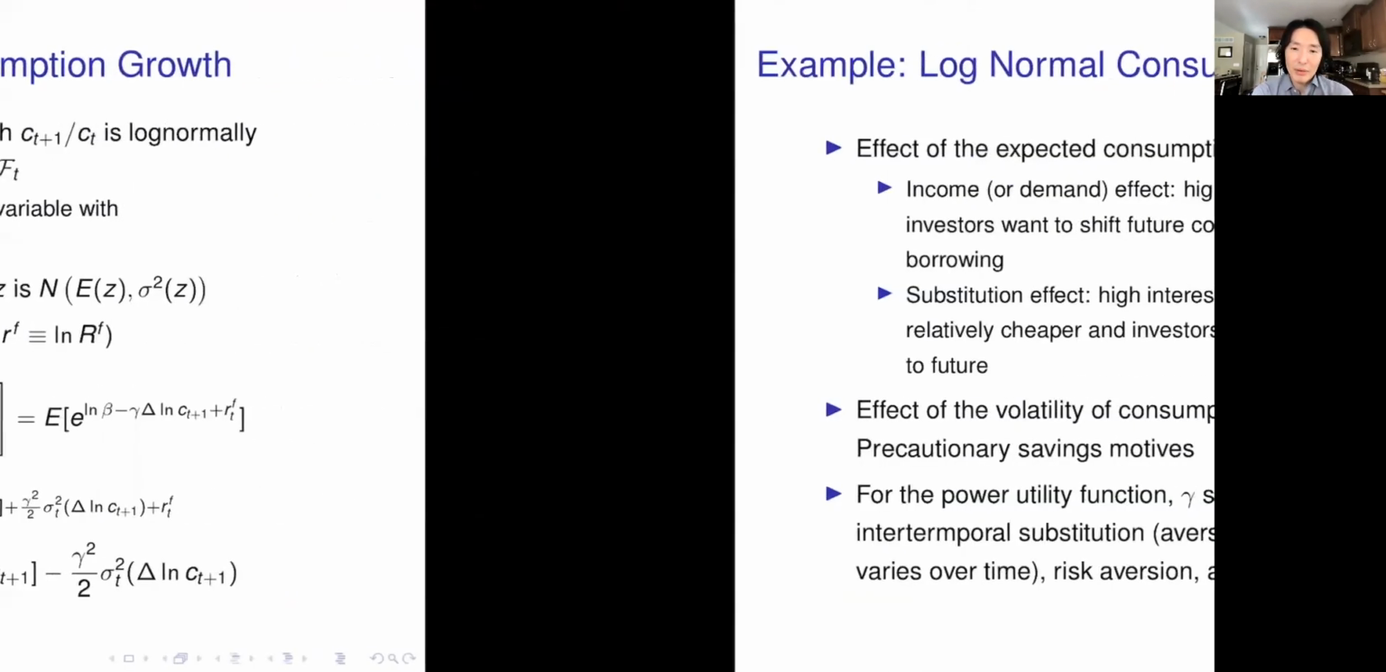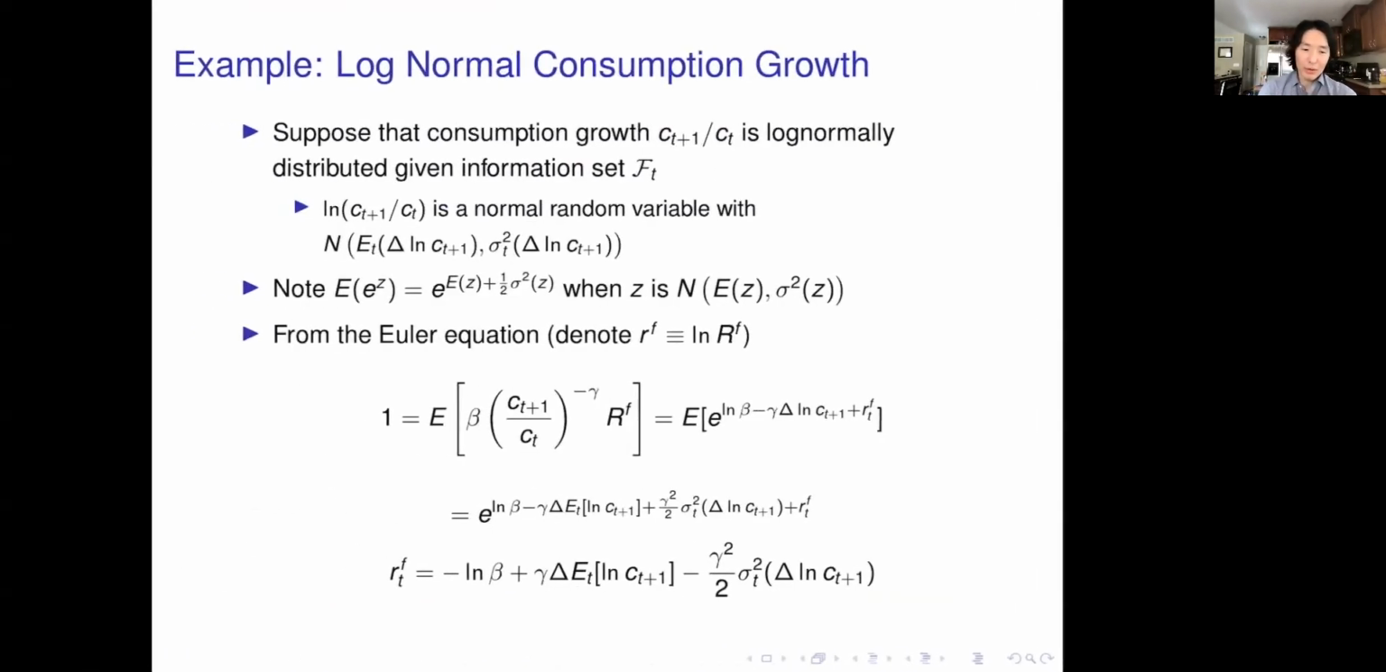So let's take a look at this example of log normal consumption growth. Suppose that consumption growth is log normally distributed. Remember, we have a log normal distribution here. In other words, the log of the consumption is going to be a random variable, defined as a normal random variable. And we know from the previous result that when some variable z is a normal random variable, the exponential of z is going to be given like that. Now let's solve the following equation here.